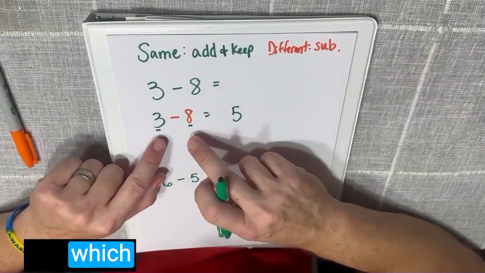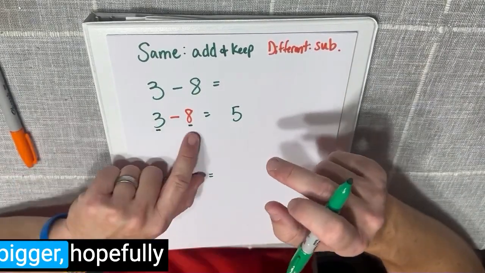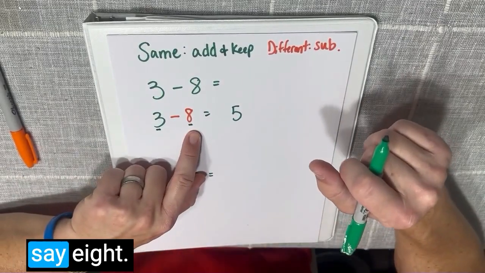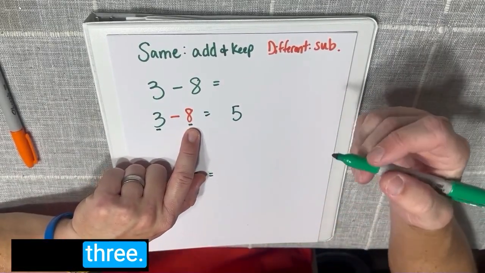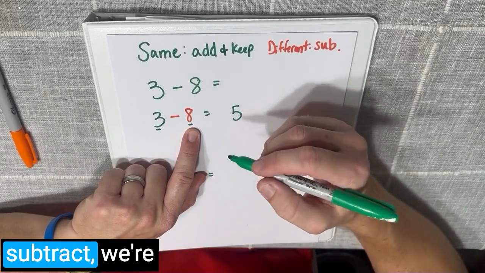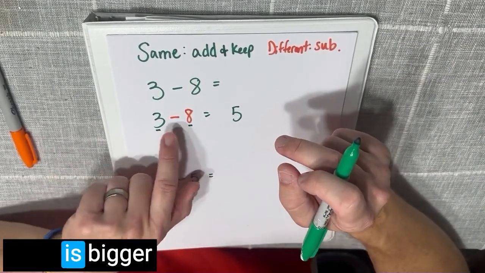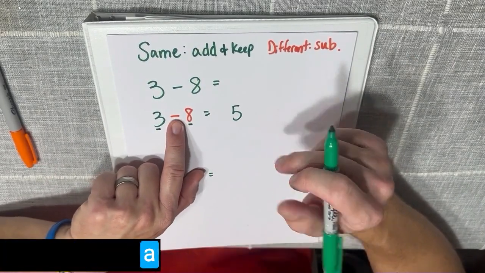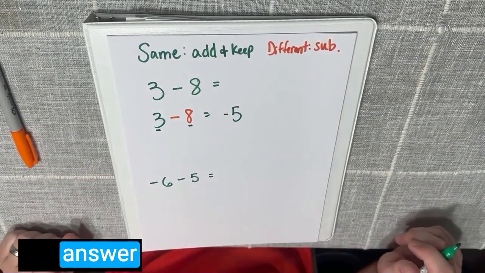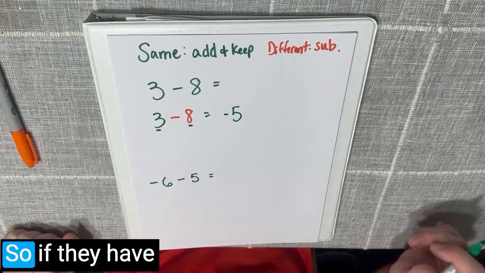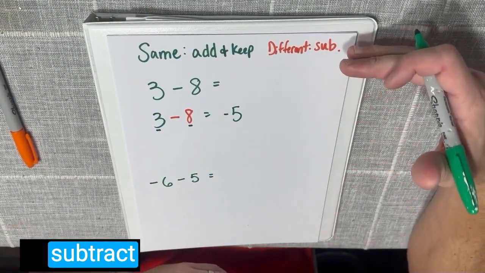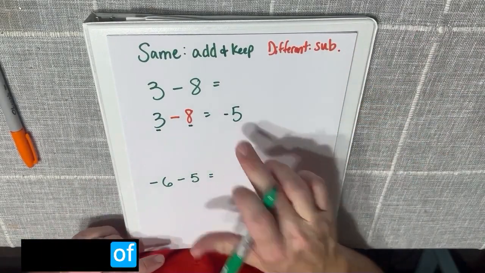And if I asked you which number is bigger, is a 3 bigger or is an 8 bigger? Hopefully, we would all say 8. 8 is larger than a 3, okay? So after we subtract, we're going to take the sign of whichever number is bigger. So since the 8 is bigger than 3 and the 8 had a negative sign, that means our answer has to be a negative 5. So if they have different signs, we're going to subtract and we'll take the sign of the bigger number.